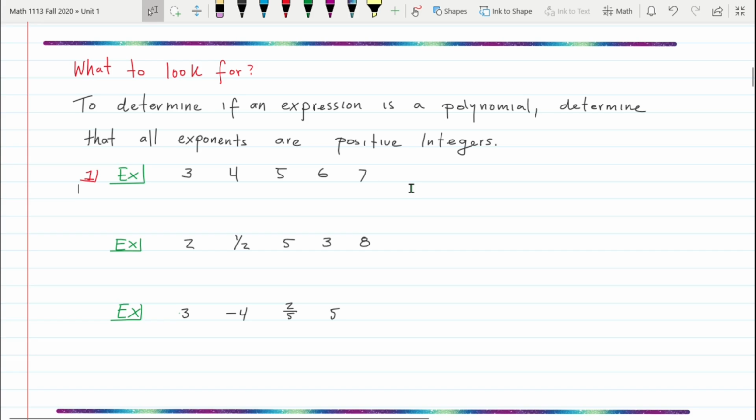Now, what we're looking for is, are they whole numbers or integers, and are they positive? So integers, the answer is yes. Are they positive? And that's got to be all of them. And the answer is yes. So if this were the powers of a polynomial expression, then this would be a polynomial. Okay? So here in example number 2, let's see what we got.